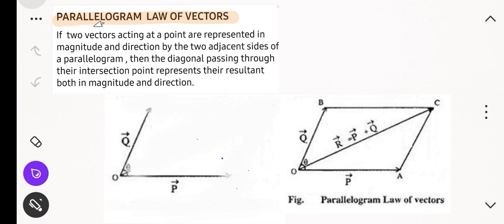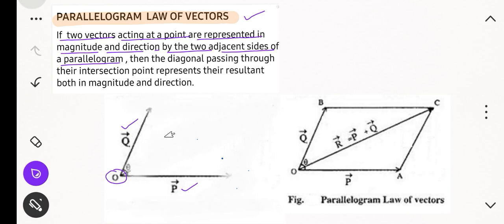Today we will discuss the parallelogram law of vectors. The statement of the parallelogram law of vectors says that if two vectors acting at a point, let us say P bar and Q bar are two vectors acting at a point O, are represented in magnitude and direction by two adjacent sides of a parallelogram.